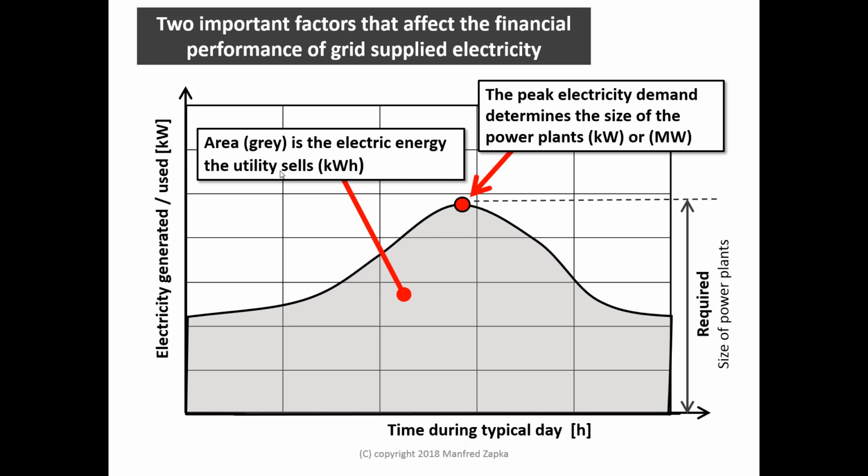The second factor is the peak power that has to be satisfied at any time. Enough power generating capacity must be kept available to satisfy the peak. The higher the peak, the larger is the required supply capacity. Since the cost of power plant increases with size, having a high peak can be very costly for the utility.